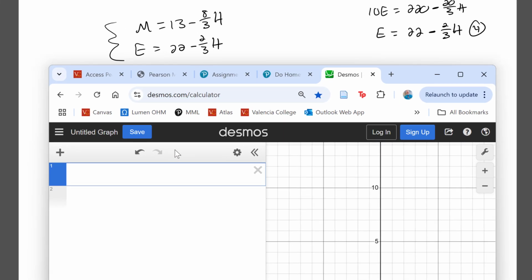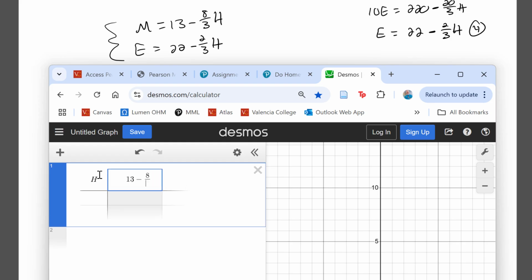Okay, so to make my number crunching and substituting values for h as quick and efficient as possible, I'm using Desmos. What I'm going to do in Desmos is click to add a table. My first column is how many heavies am I going to bring. And then I'm going to let the next column be the minis. So we had 13 minus 8/3 times h for the minis. And then the easies, we had 22 minus 2/3 h. Oops, I want the h there.